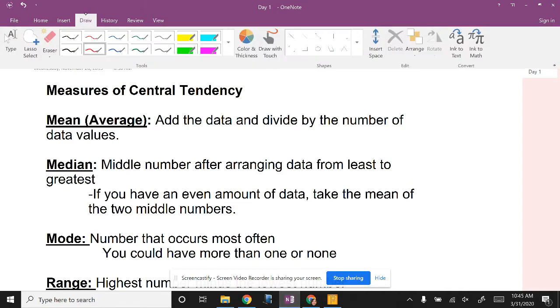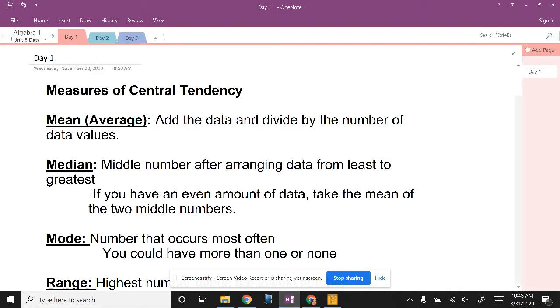So we're going to start today by talking about ways of measuring data. One way that we can measure data is with something called measures of central tendency. You've probably heard of these as mean, median, mode, and range. So anytime you see anything about measures of central tendency, it's talking about mean, median, mode, and range. Now you are familiar with these.